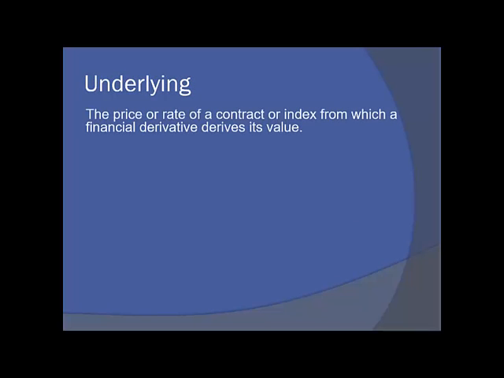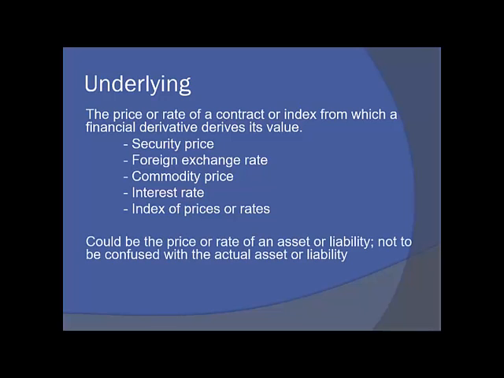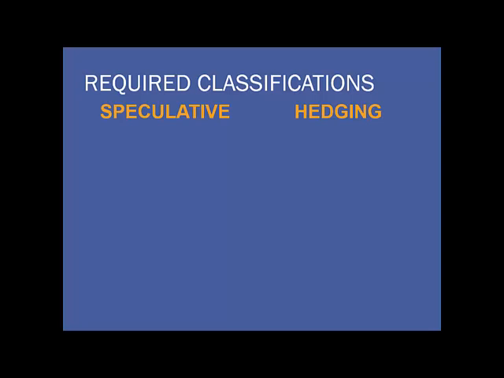An underlying can be the price or rate of a contract or index from which a financial derivative derives its value. It can be a security price, a foreign exchange rate, a commodity price, or interest rates. Hedging against interest rate fluctuations is very popular. It could also be an index of price rates, or the price or rate of an asset or liability. Now, this is not to be confused with the actual asset or the liability. It's just the price of it and the risk from that. The derivative will be classified as an asset or a liability related to the underlying.